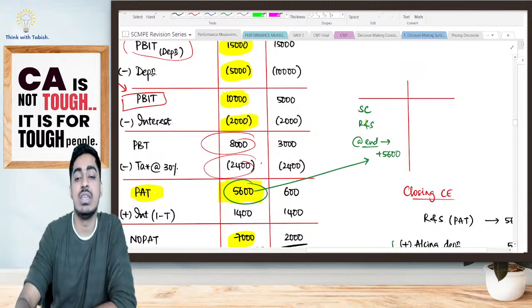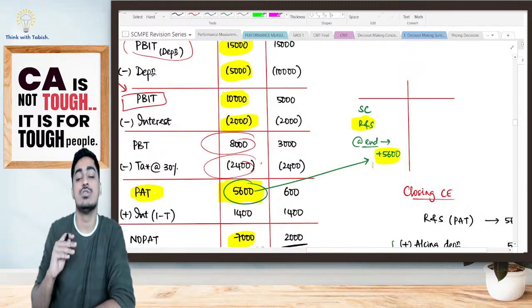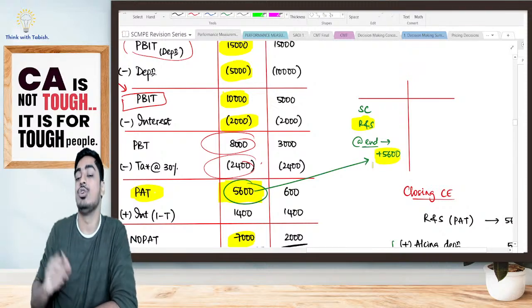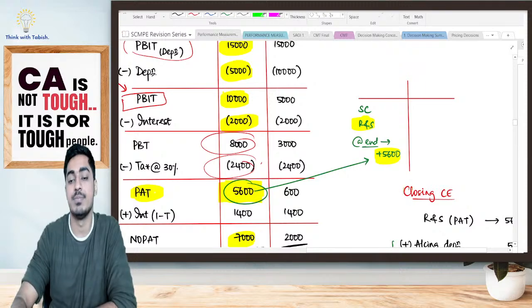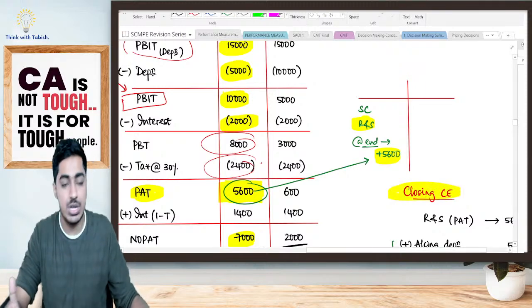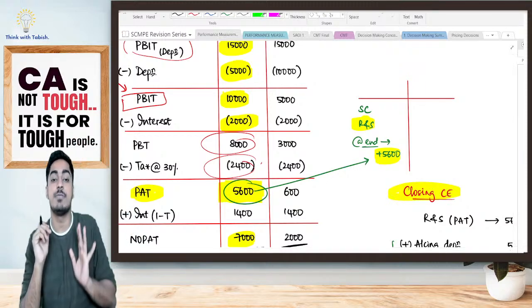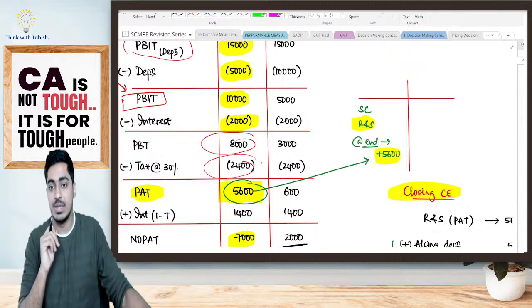Yes or no? In my reserves and surplus, I will show current year profit is 5,600. So this amount will be added to my closing capital employed. Is it clear, everyone? Till here, any doubts, students? So what I've told in my books, what is happening? I've just shown you that by doing the bifurcation. Is it clear, everyone?